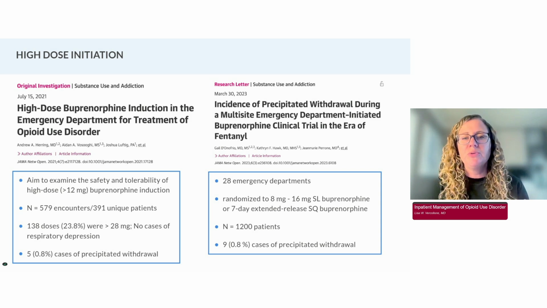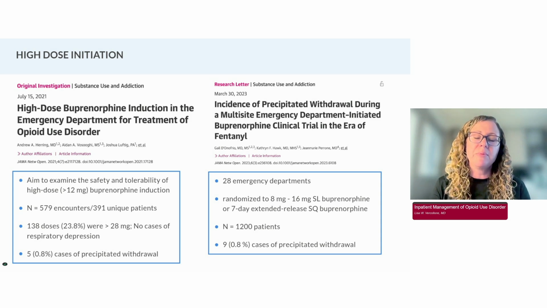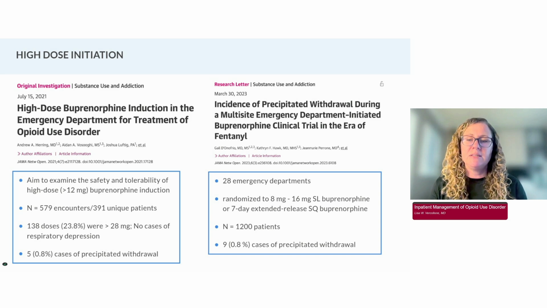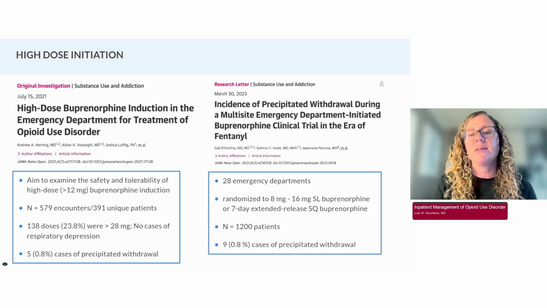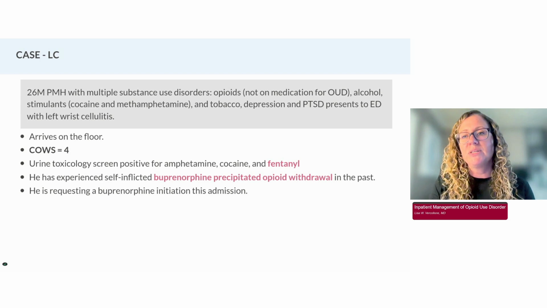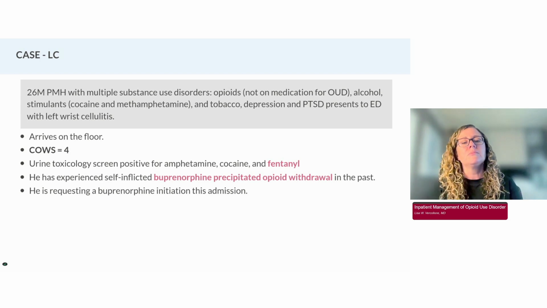These findings were duplicated a couple years later in a paper that studied a similar approach, the high-dose approach, but over 28 emergency departments across the country. Patients were receiving anywhere between 8 to 16 milligrams of sublingual buprenorphine, and they looked at 1,200 patients and found, again, less than 1% of cases developed precipitated withdrawal.